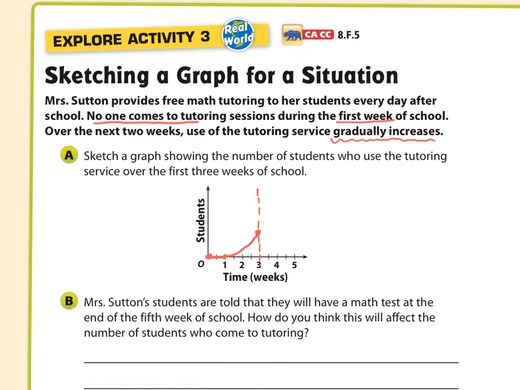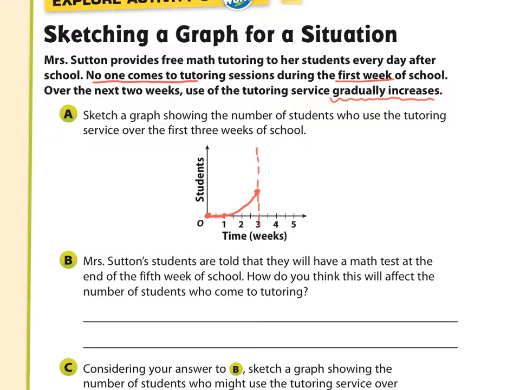Part B says, Mrs. Sutton's students are told that they will have a math test at the end of the 5th week of school. How do you think this is going to affect the number of students who come to tutoring? So what do you think is the most logical explanation? That at 5 weeks, are we going to have more students go if they know a test is coming up? Are we going to have the same amount of students? Are we going to have less students? And those are the questions you want to ask yourself. So ideally, more students are going to show up. So I could draw a straight line or a curve, doesn't really matter.